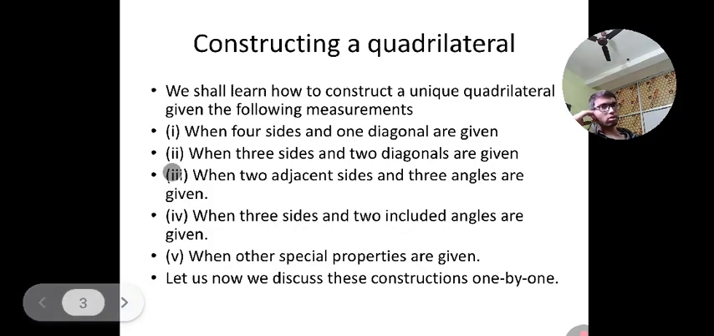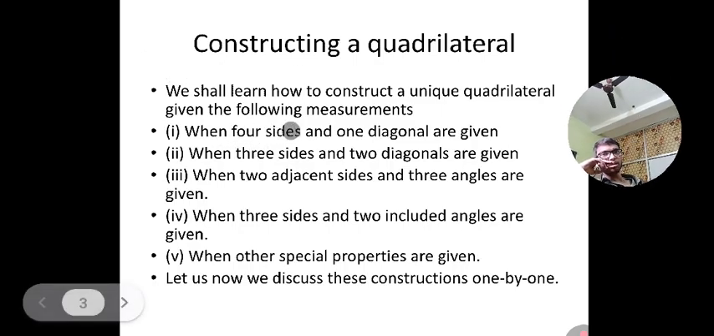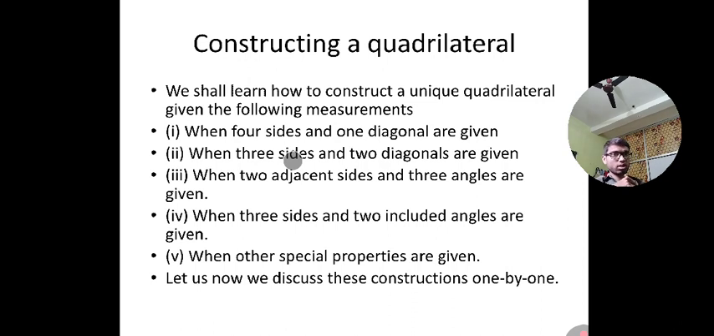We are going to explore what a quadrilateral is and how to construct one. We shall learn how to construct a unique quadrilateral given the following measurements. A quadrilateral has four sides, four line segments, four vertices, four interior angles, and two diagonals. When four sides and one diagonal are given, then we can construct a quadrilateral figure.